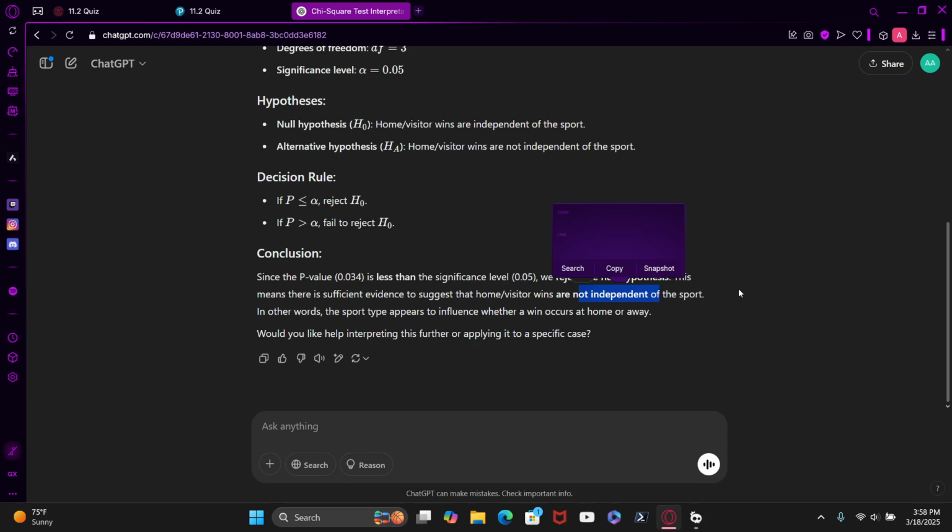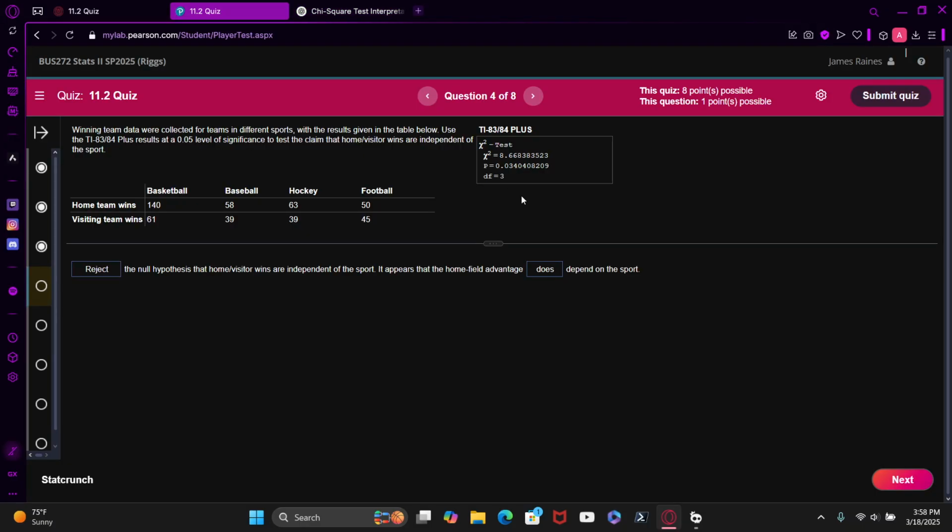Anyways, since the p-value is less than the significance level, we reject. They are not independent, which means they. Why would you word it like that? Are not independent. Just say they are dependent. So it does depend on the sport.